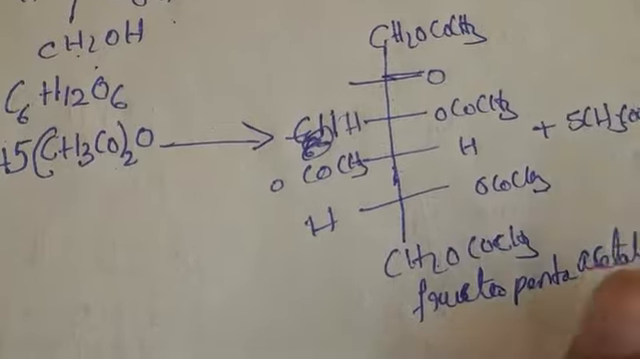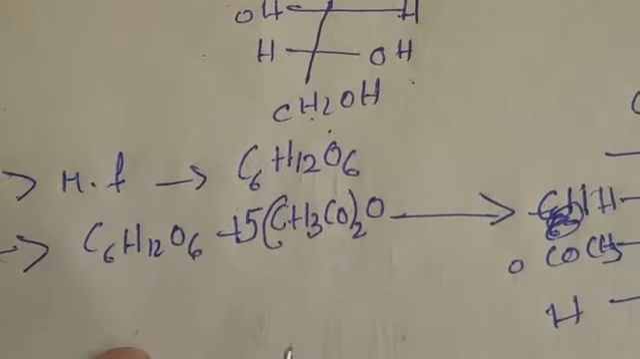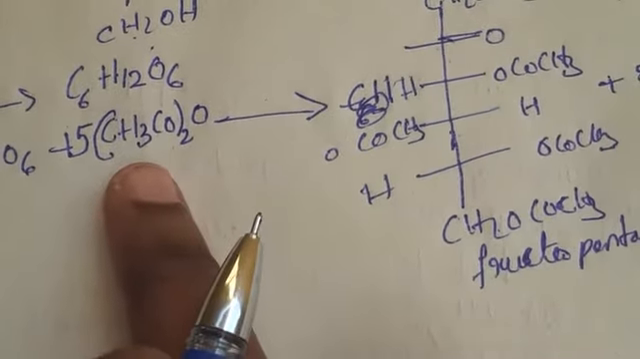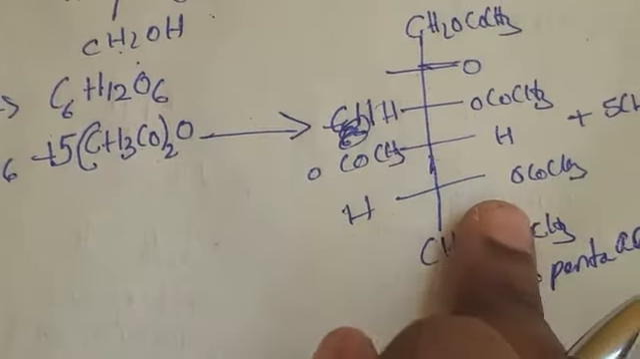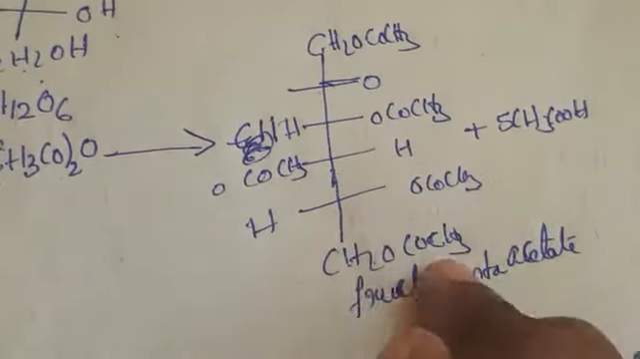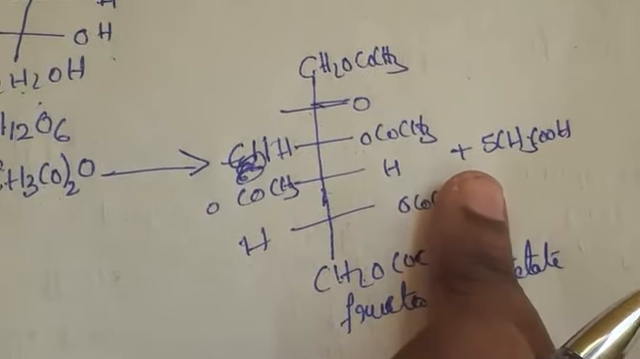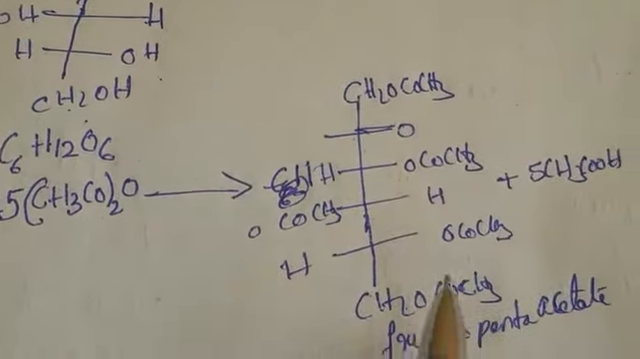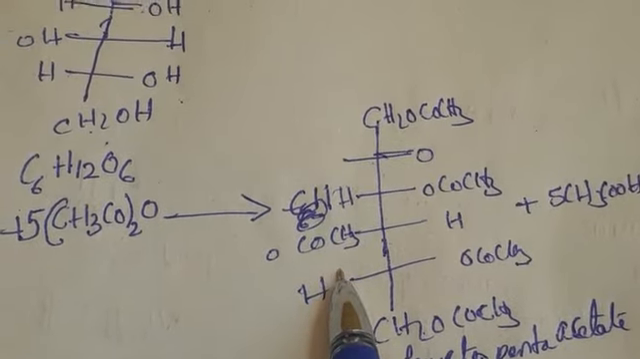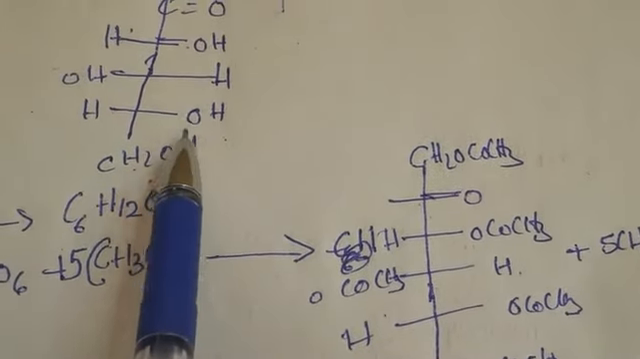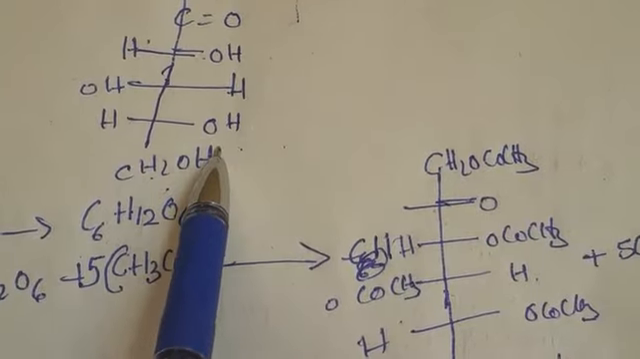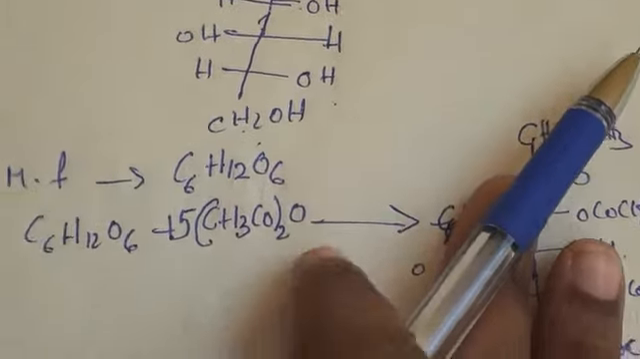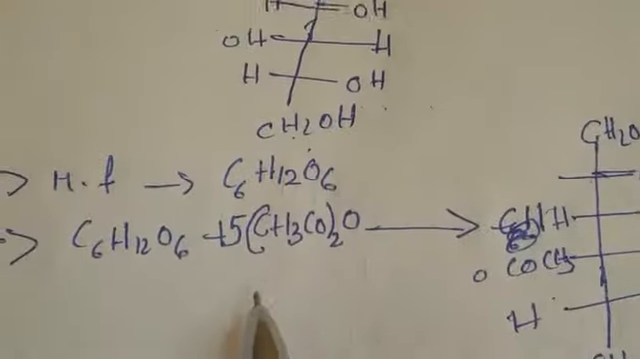This is fructopentaacetate. When fructose is treated with 5 moles of acetic anhydride, it forms fructopentaacetate and gives 5 moles of acetic acid. By this we can prove that fructopentaacetate indicates the presence of 5 hydroxyl groups, 5 OH groups, in fructose. Next we have to see the carbonyl group.